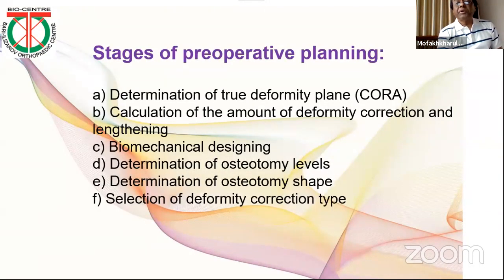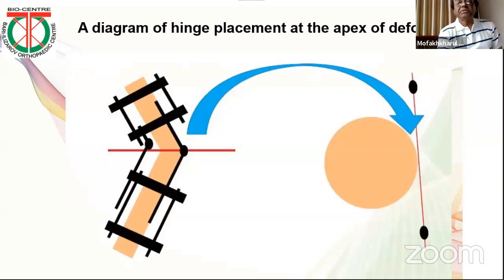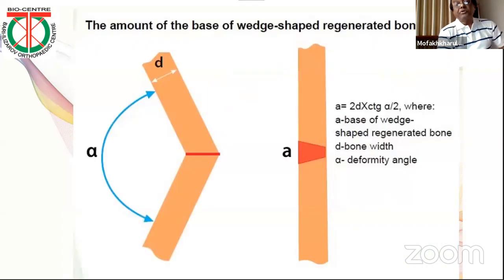So, stages of preoperative planning. This is very important. Determination of the true deformity quota, calculating the amount of deformity correction, biomechanical designing, determination of the osteotomy level, determination of the osteotomy shape, and selection of the deformity correction. This I have taken from when I was a student in Kurgan. See a diagram so beautifully from Kurgan. See how to put and how to do this. See, this is also from Kurgan.